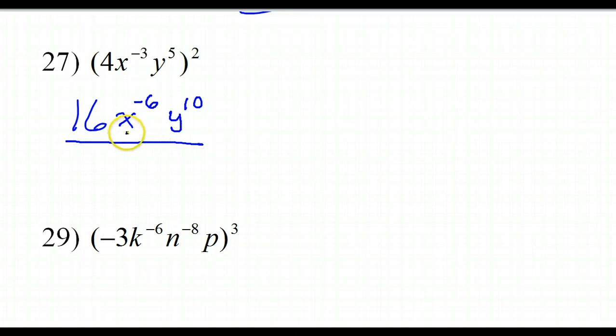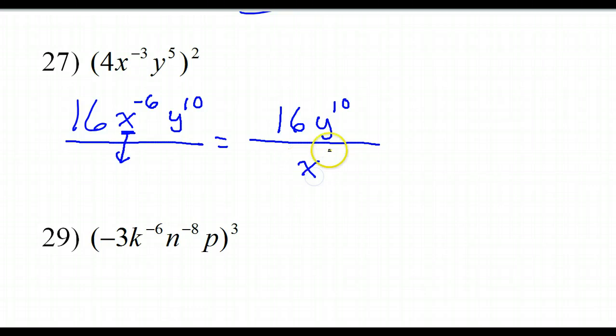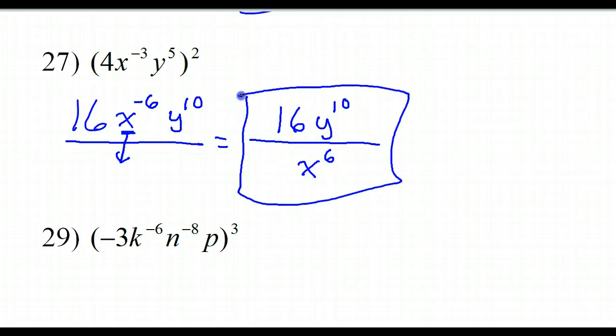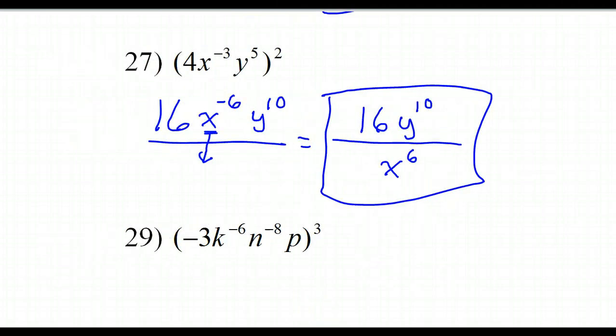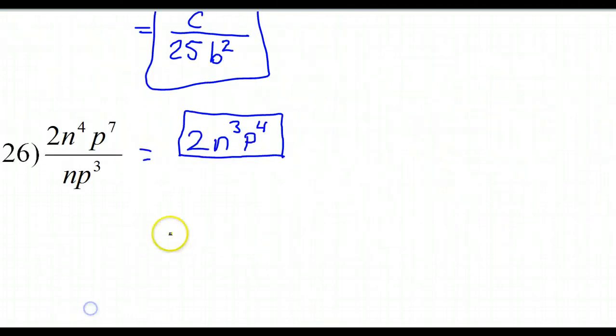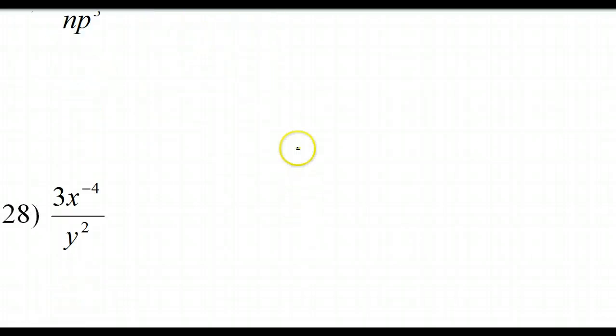Okay, here's my invisible fraction bar. This guy is going to have to drop down. So my final answer will be 16 y to the 10th power over x to the 6th power. Okay, so there's 27. How about 28?